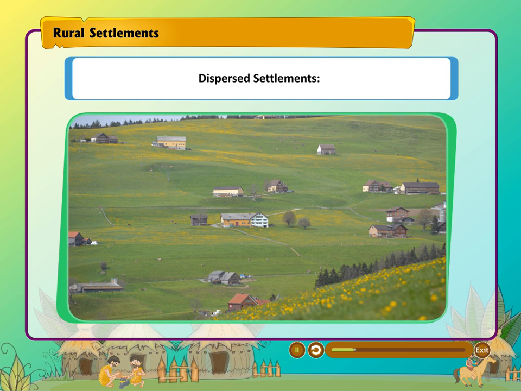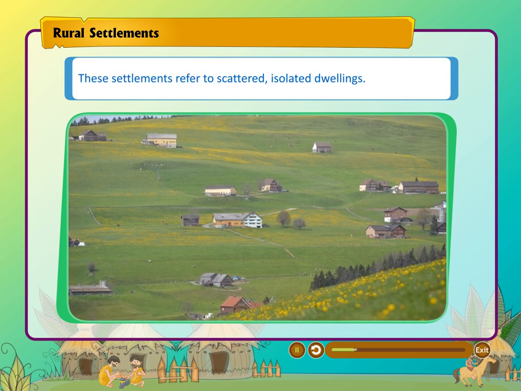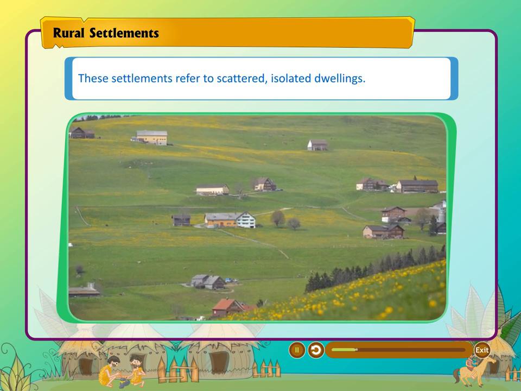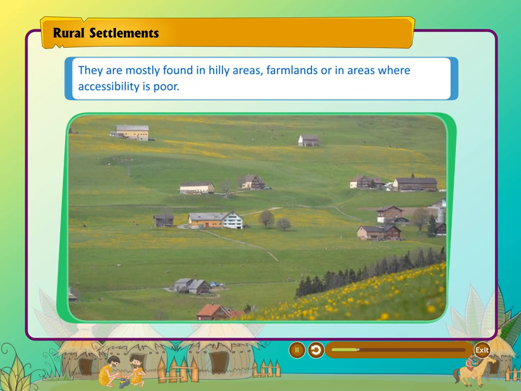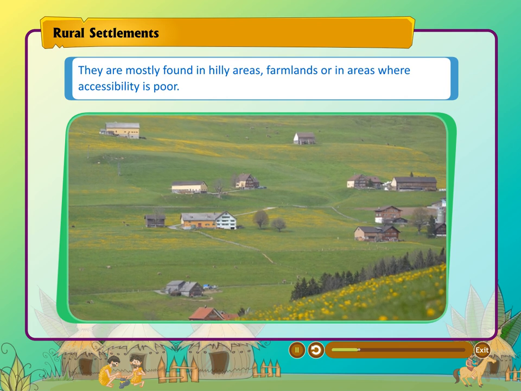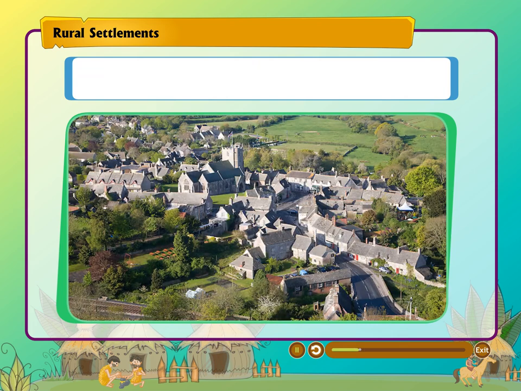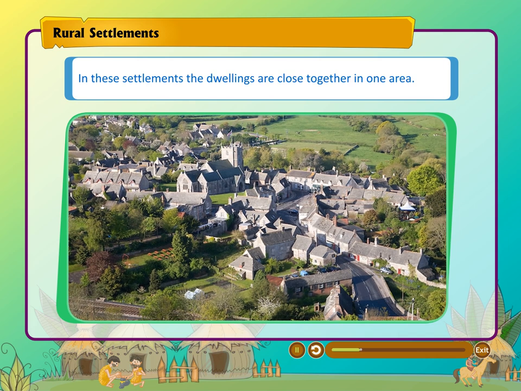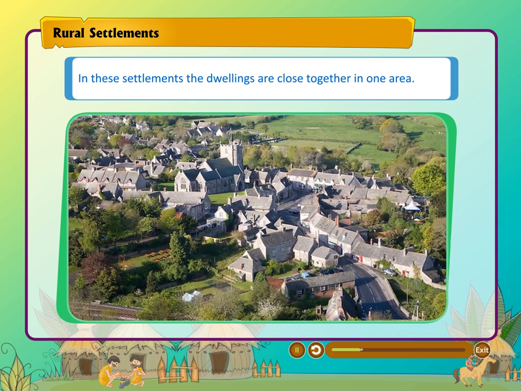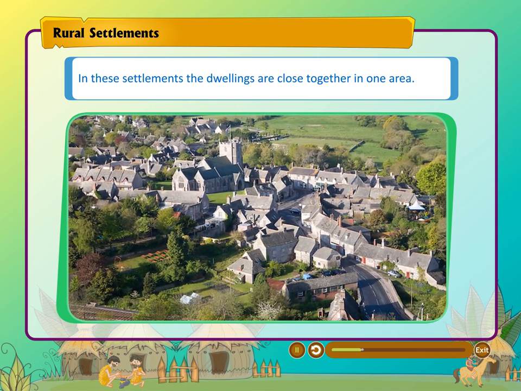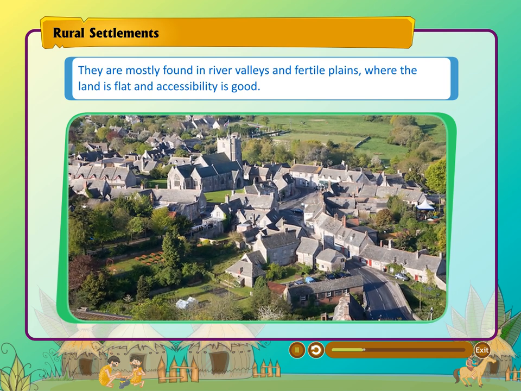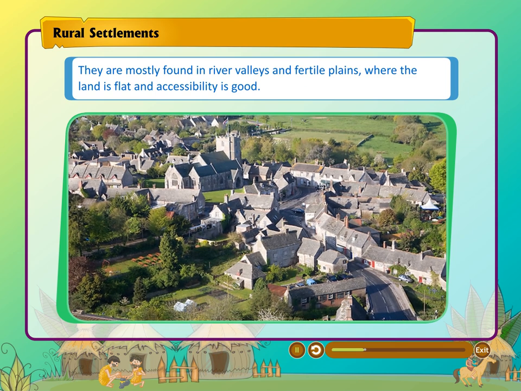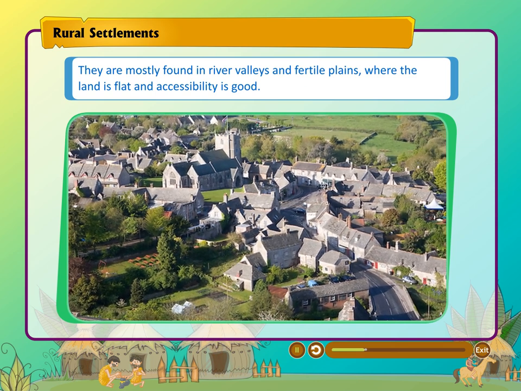Dispersed settlement. These settlements refer to scattered, isolated dwellings. They are mostly found in hilly areas, farmlands, or in an area where accessibility is poor. Nucleated settlements. In these settlements, the dwellings are close together in one area. They are mostly found in river valleys and fertile plains, where the land is flat and accessibility is good.